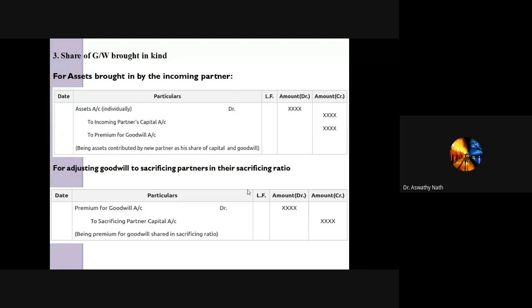So this is the case of share of goodwill brought in kind by the new partner, by the incoming partner.